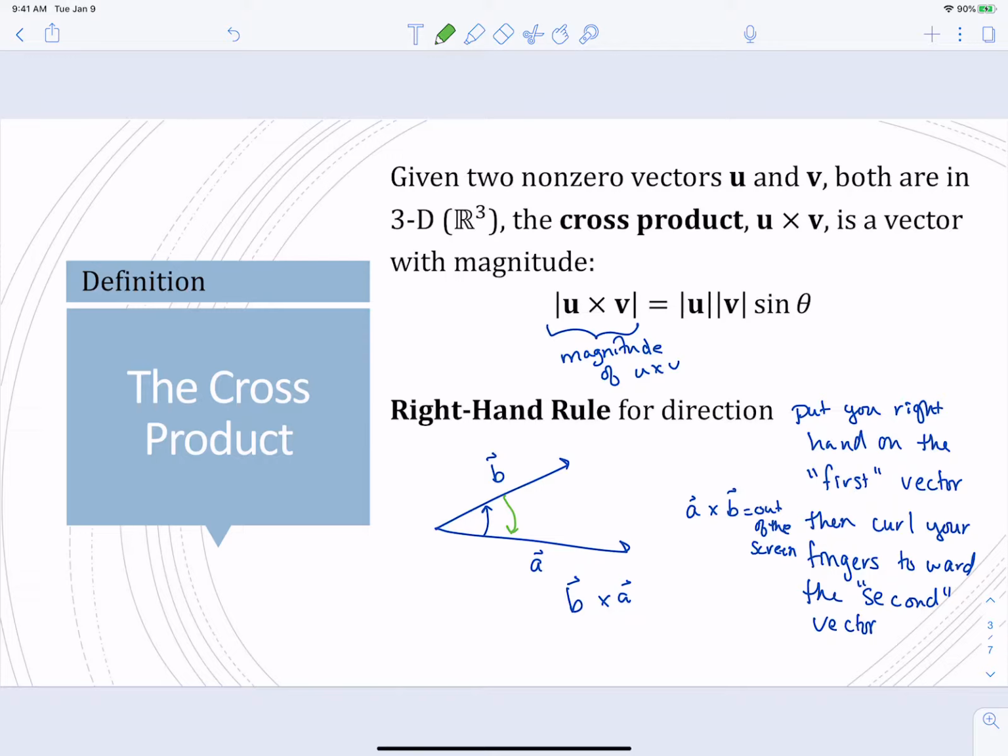Sorry about that. But if I flip my right hand over so that my thumb is pointing down, then I can curl my fingers towards A with that angle less than 180, and my thumb is now pointing down into the screen. So this one goes into the screen. It's the same vector, just going the opposite direction. We'll see why that happens with the arithmetic, but that's a quick way to tell whether it's pointing up and out of the screen or down and into the screen.